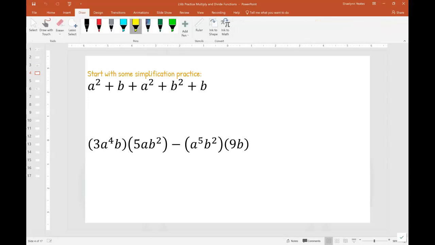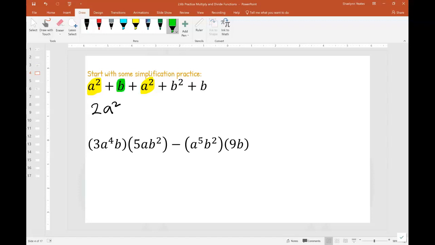If we're adding, the only thing we're looking for is like terms. So here we have an a squared. There's another a squared. Is there any other a squareds? No, so there's a total of 2 a squareds. Notice the exponent does not change.